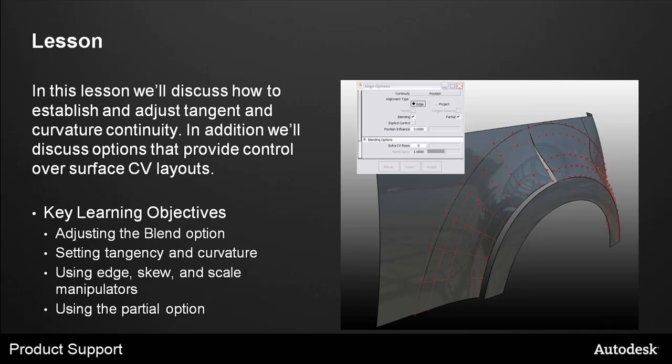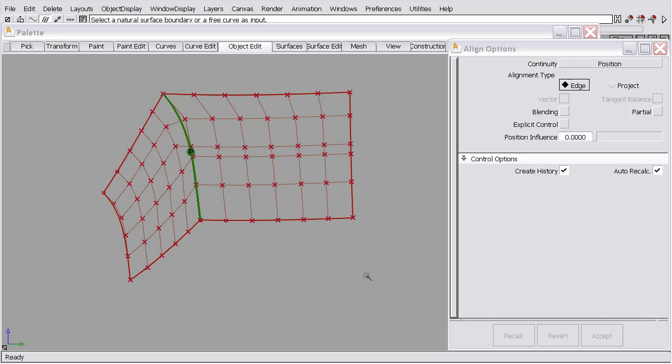The key learning objectives are adjusting the blend option, setting tangency and curvature, using edge, skew, and scale manipulators, and using the partial option. This lesson will start by discussing some options within the Align tool that can be used to maintain or control the CV layout of a surface.